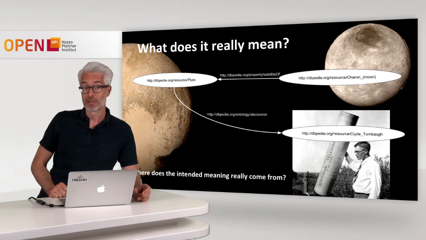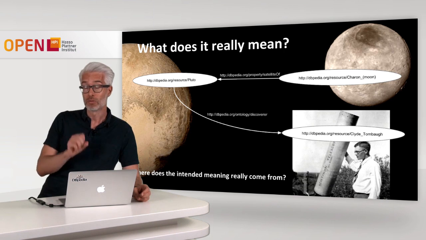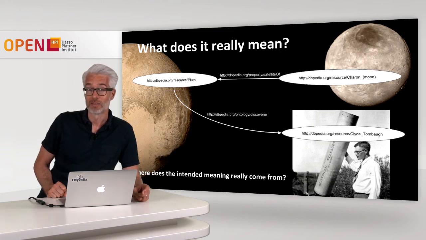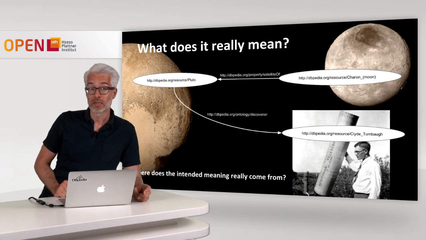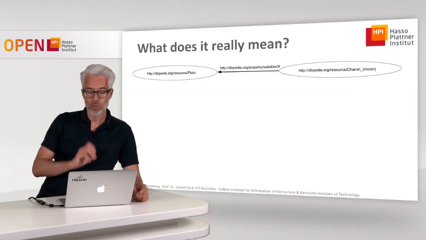But the point is, a computer who encounters these URIs and encounters this, given for example in Turtle, has no idea what the URI Pluto really means. So what's in there and how does the intended meaning really come through? So let's have a deeper look into that problem. Okay, what does it really mean?